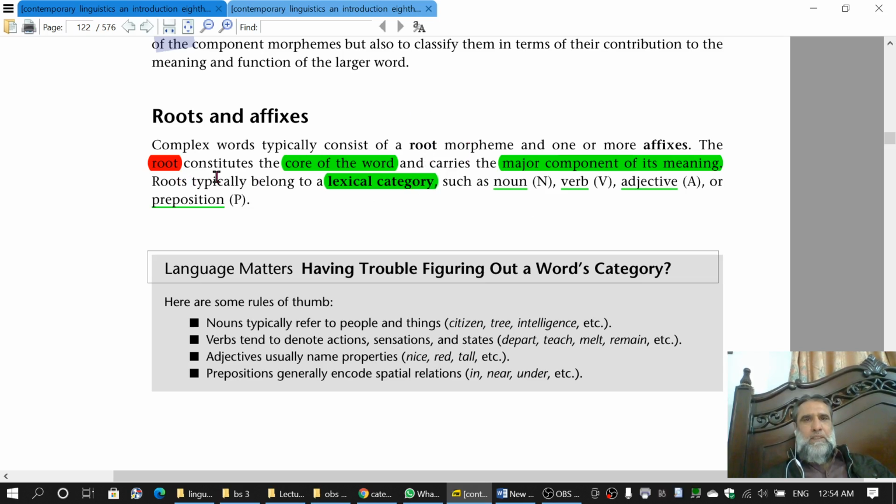Root actually is the core of the word. This is the center of the word, and it is the major component of its meaning. It is carried by the root. The major component of the meaning is carried by the root. So the first quality is that it is the core of the word, or the central part of the word. And secondly, the major component of meaning is found in the root. And of course, it is a free morpheme because it can be a word by itself.